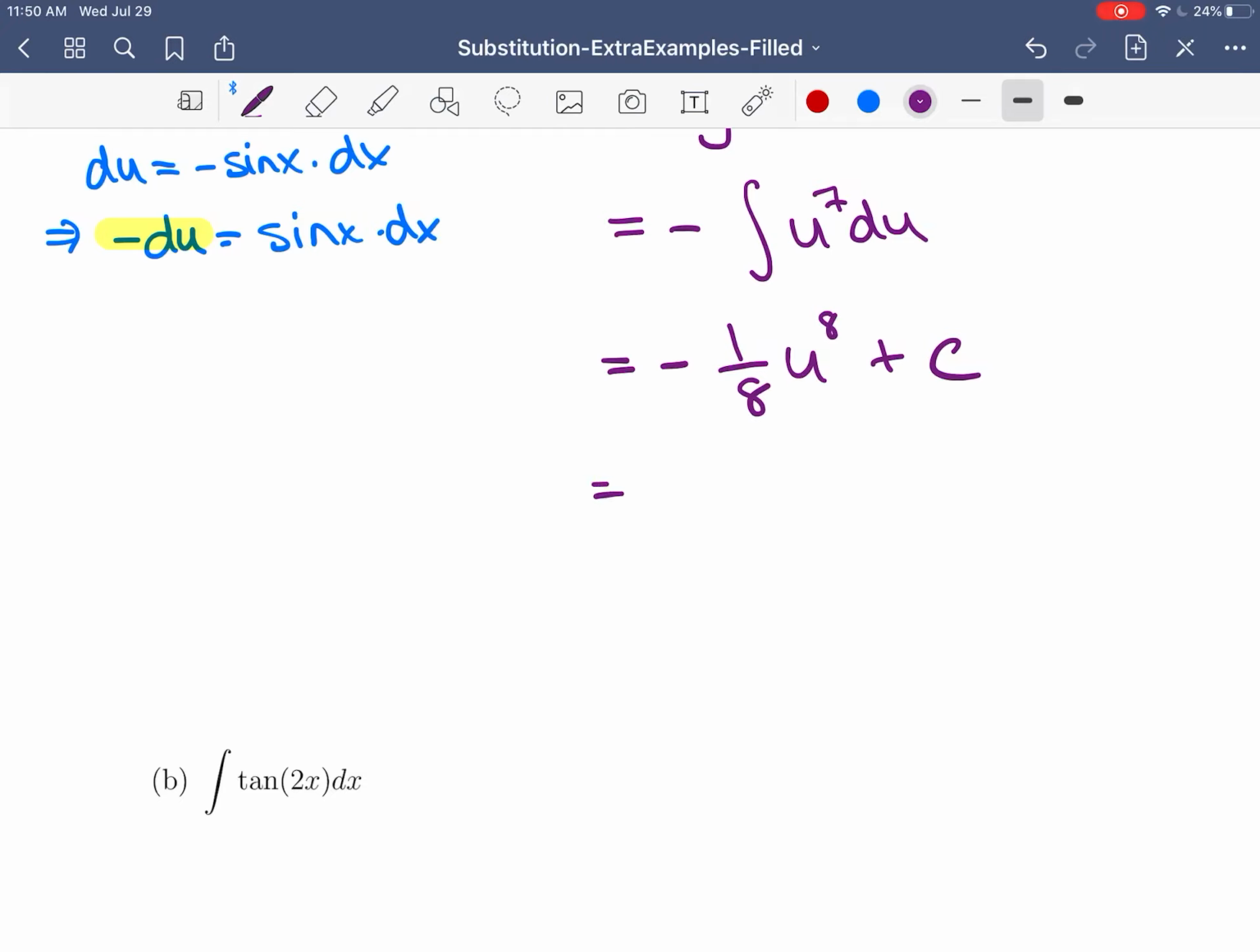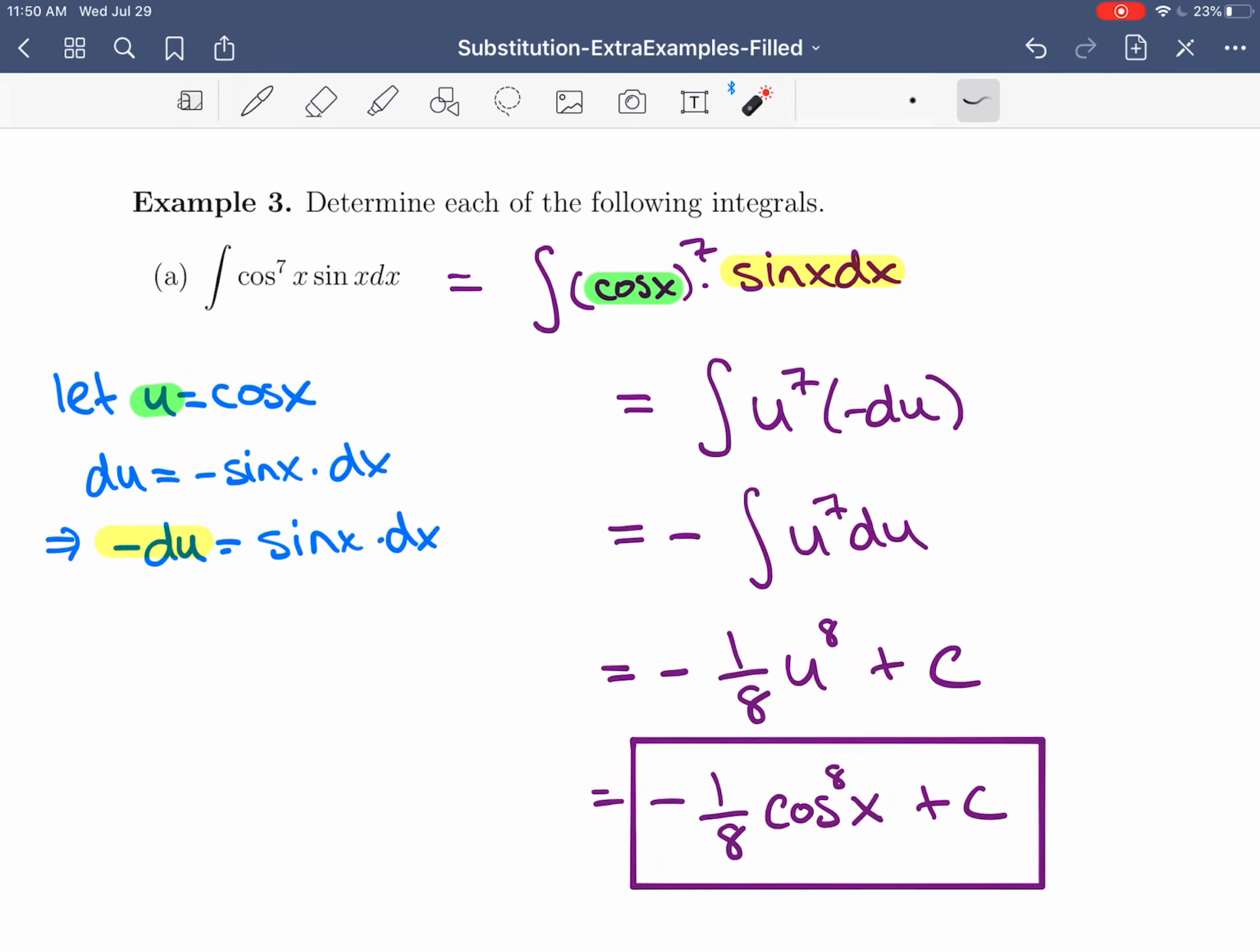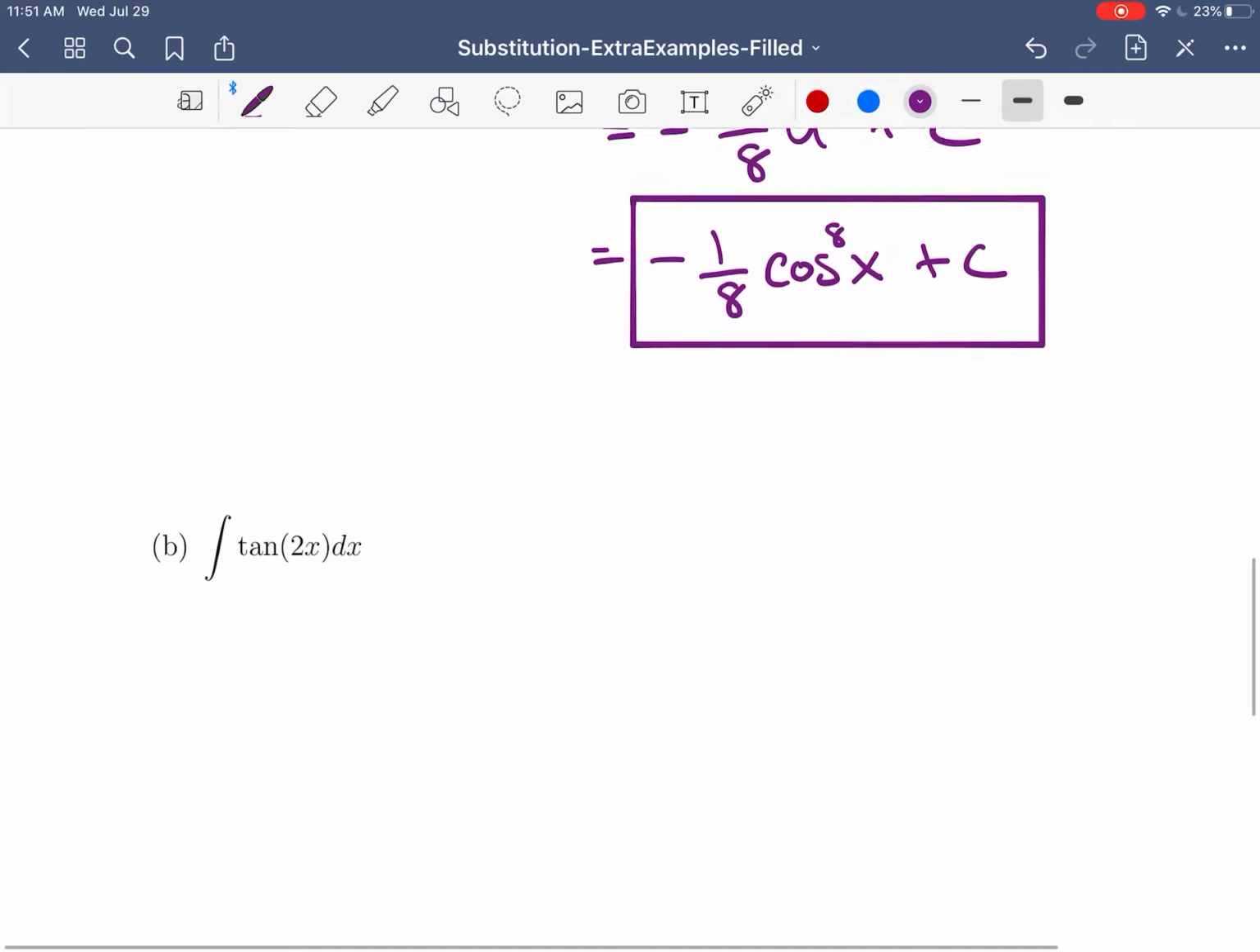And that's going to be, if I plug back in the cosine, negative 1 over 8 cosine to the power 8x plus c. Okay, so that is my indefinite integral here, or my family of antiderivatives. And again, you can check your work by taking the derivative of this. You should get this integrand here. Okay, let's try another one.